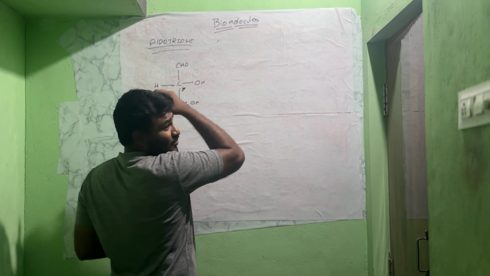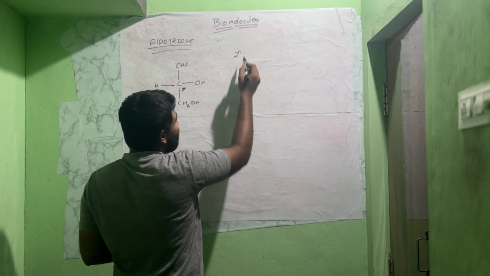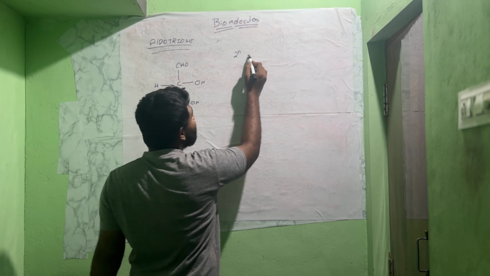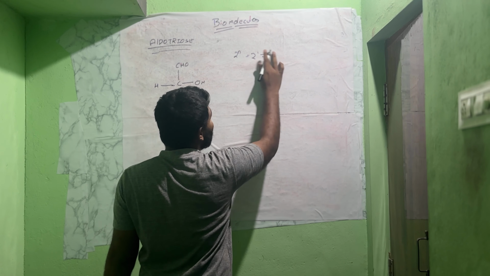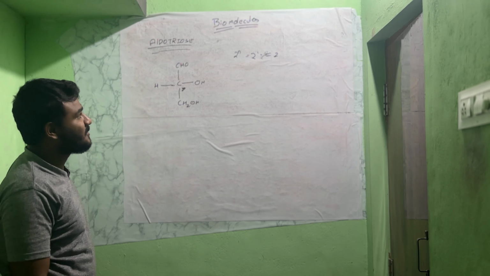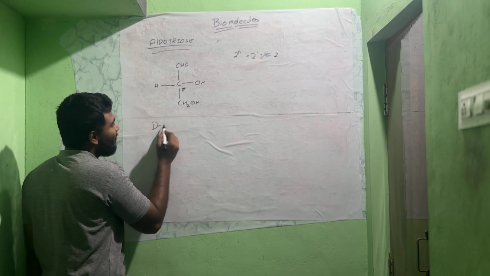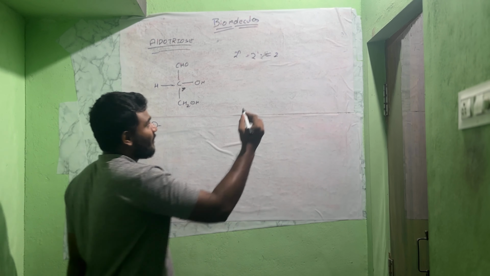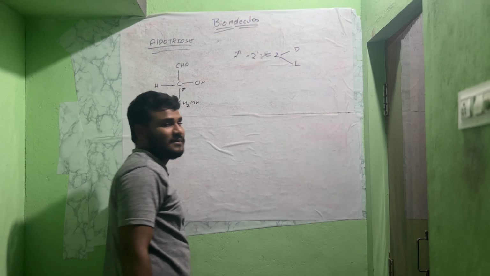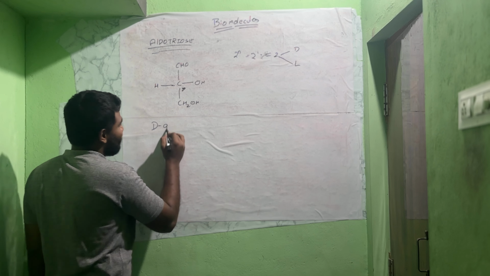What is the optical activity formula? It is generally indicated as 2 power n, right? How many here? 1. That is 2 power 1, which is equal to 2. 2 forms are present. One is D form and another one is L form. This is D-glyceraldehyde.